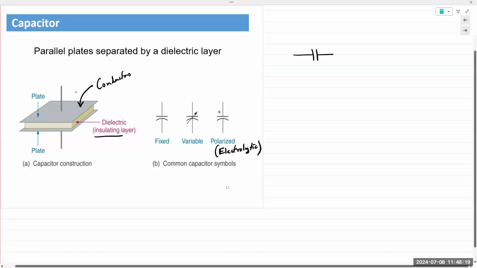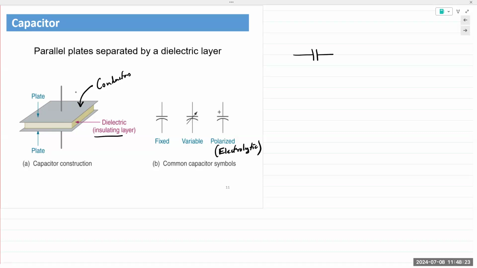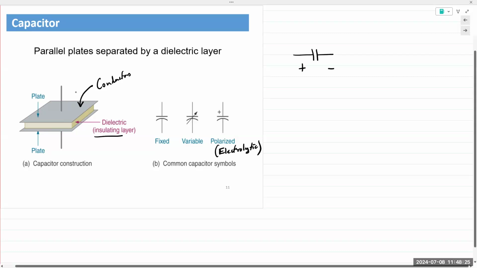Capacitors are also passive components. You can connect them either way. Current flows from high to low. So once you charge up a capacitor, current will be flowing from high to low, plus to minus. Okay.